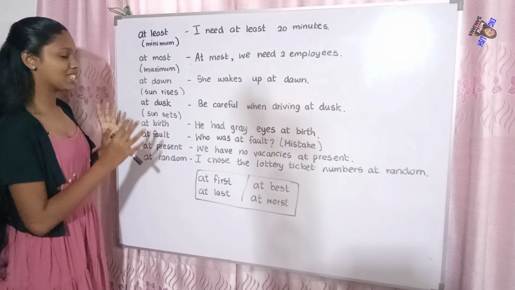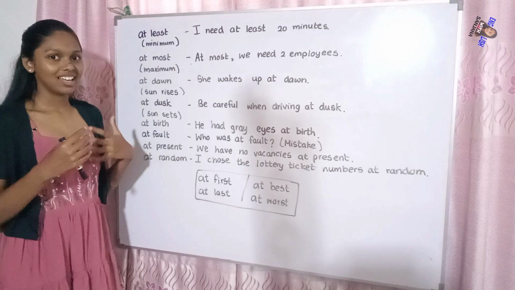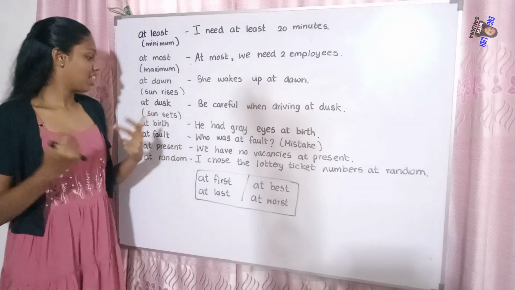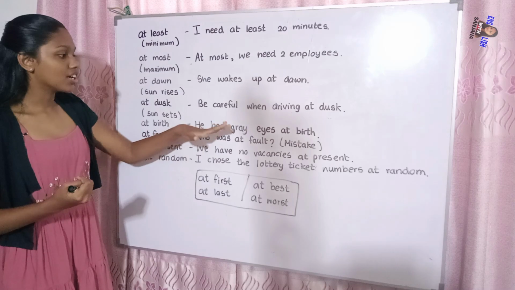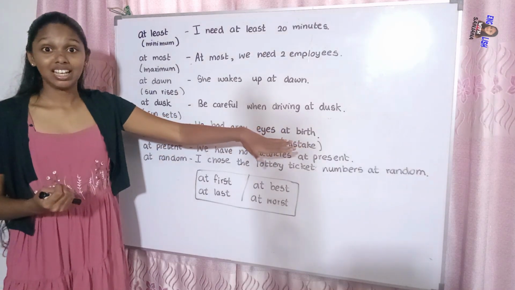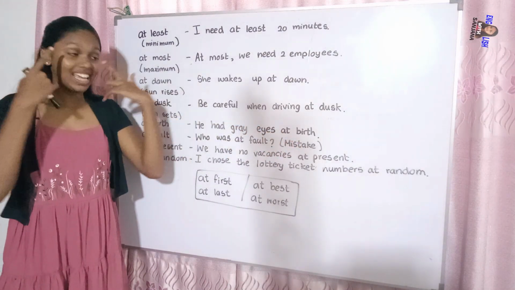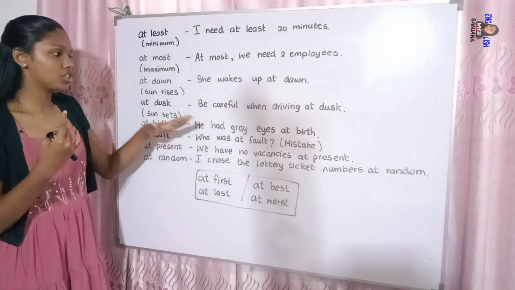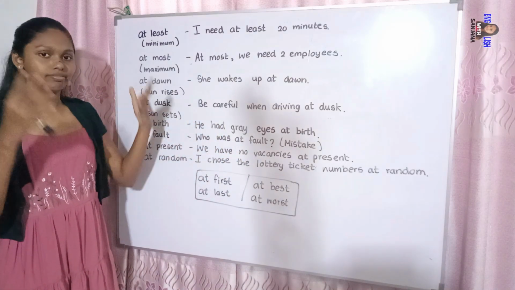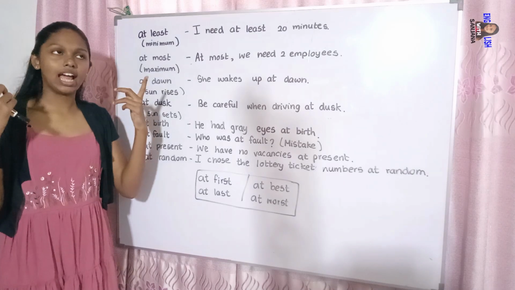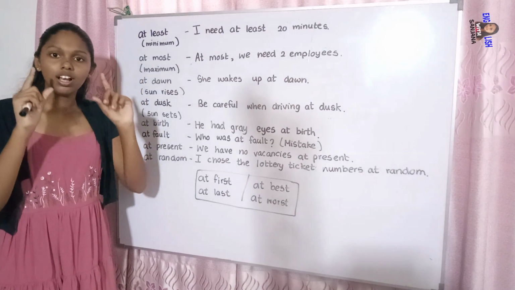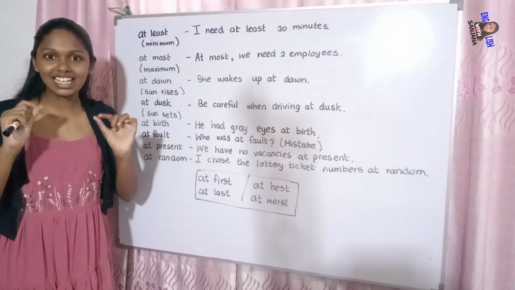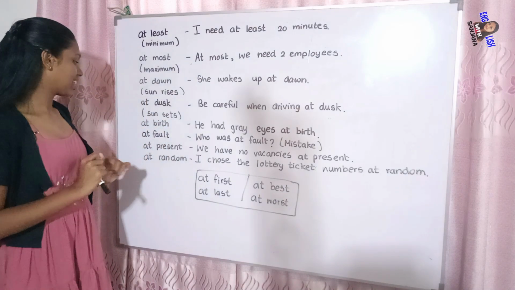The next expression is at birth. When we hear this expression, at birth, it means when a child is born. He had grey eyes at birth. It means when he was born, he had grey eyes. Or she had small ears at birth.